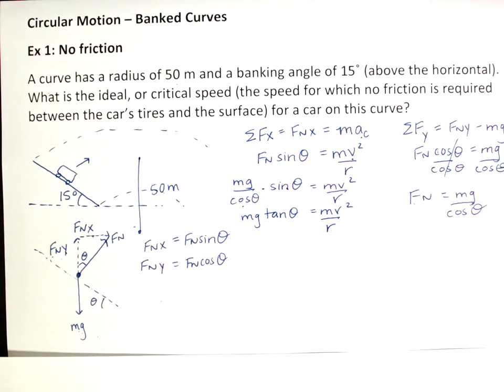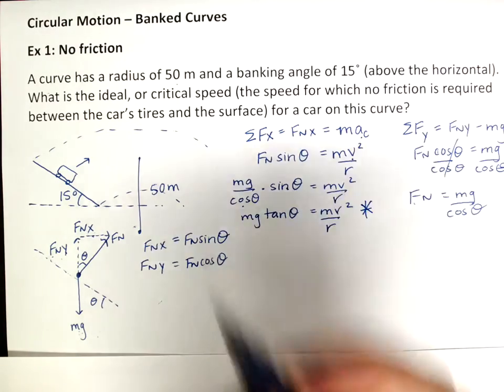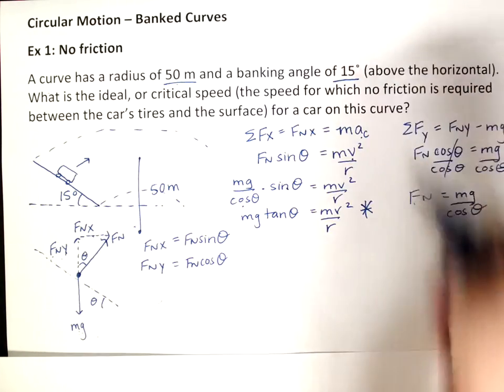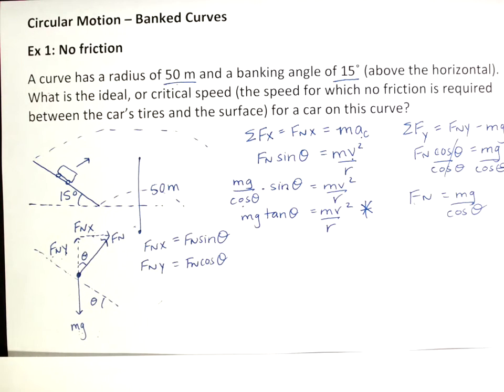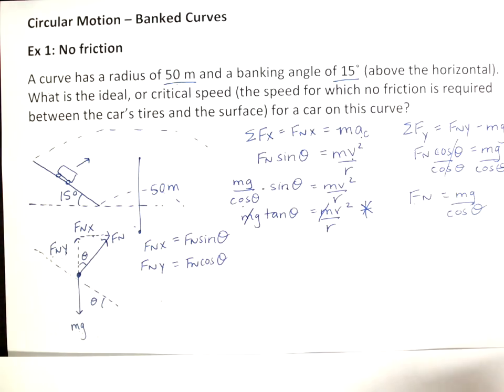Okay, I think this is the equation that we need. We are given the radius, it's 50 meters. We're given the angle, 15 degrees. And we don't need the mass because masses cancel on both sides. So I guess we could simplify it one more time.